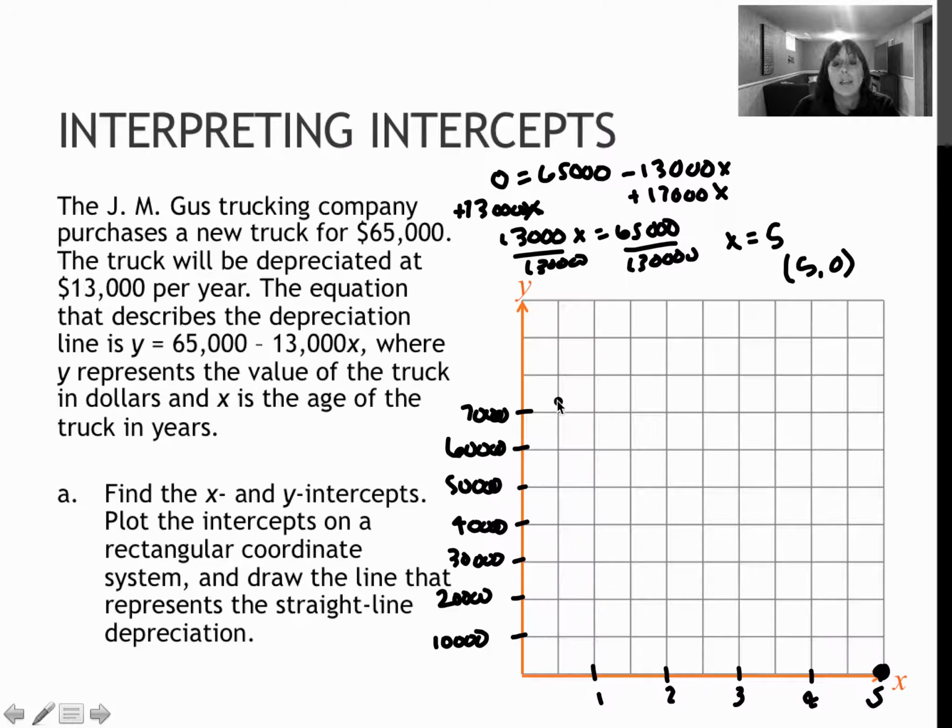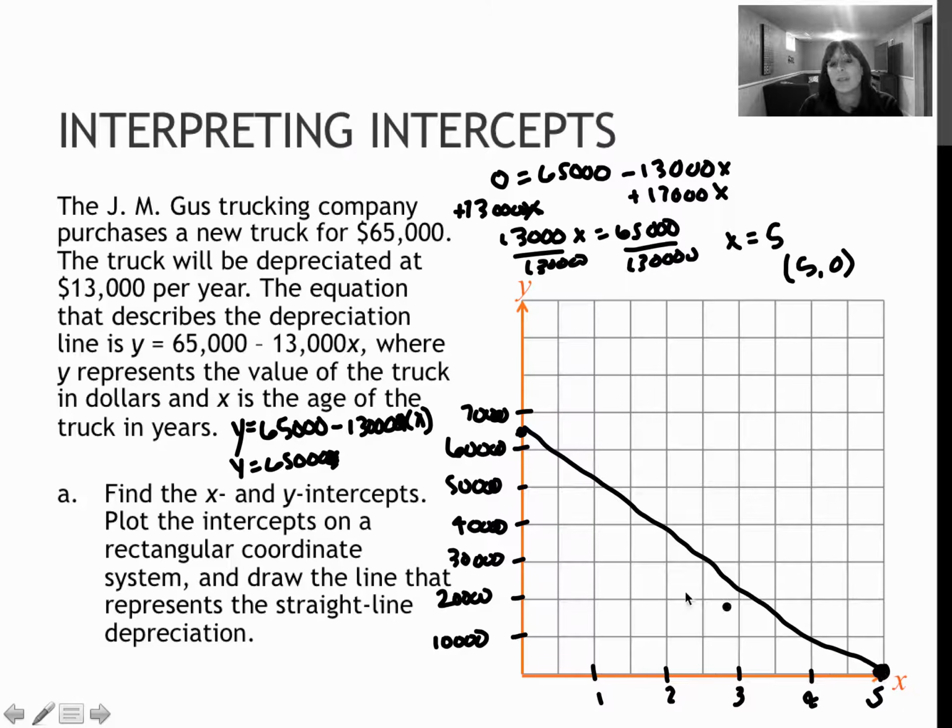Now we need to find the other intercept. So I'm going to again use this equation. I'm going to plug a 0 in for x. So 13,000 times x is 0, so y equals 65,000, which would be halfway between 60,000 and 70,000. And so my graph would be the straight line that connects those 2 points.